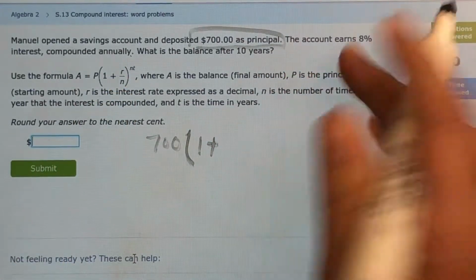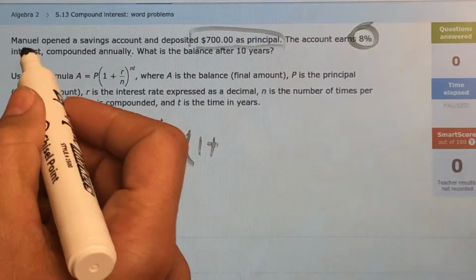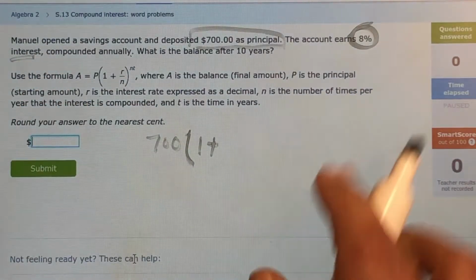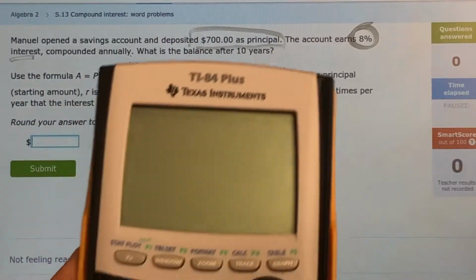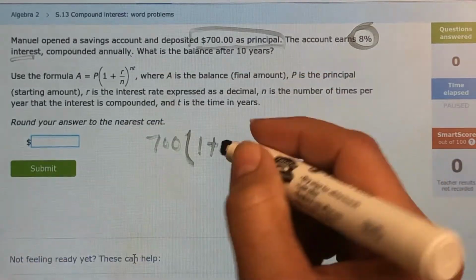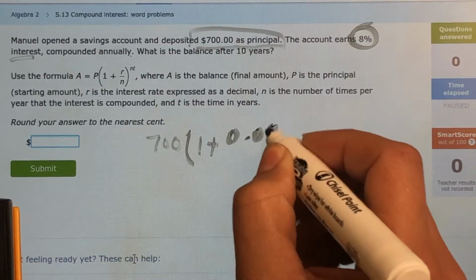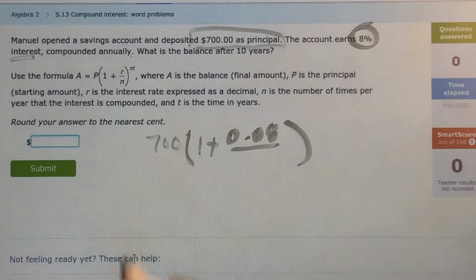The account earns 8%. Now, percent is always the rate of interest. So it actually tells you 8% interest. And how do I turn percent into a decimal? I divide by what? By 100. So it's going to be 8 divided by 100, which is 0.08 over, and I'm looking for N, and I'm looking for T.